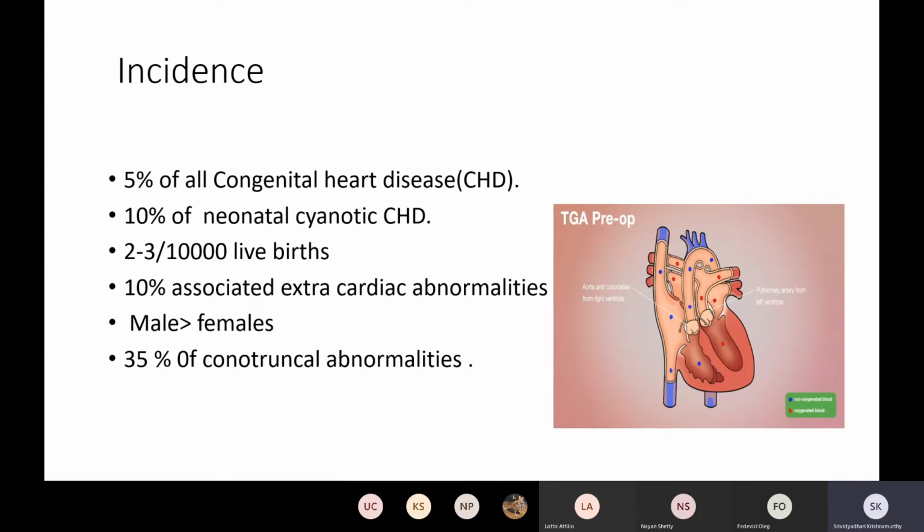Males are more commonly affected than females, about 1.5 to 3 times more. Why this is, we don't know. And it accounts for 35% of all the conotruncal abnormalities, that being tetralogy of Fallot, DORV, so that spectrum of conditions. So this is one of them. This is the extreme part of it.